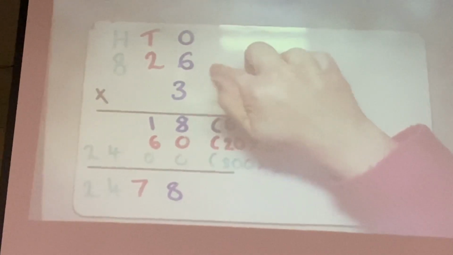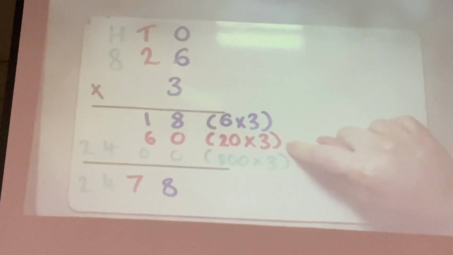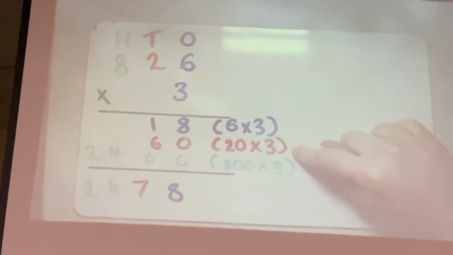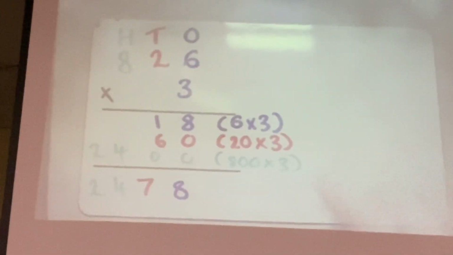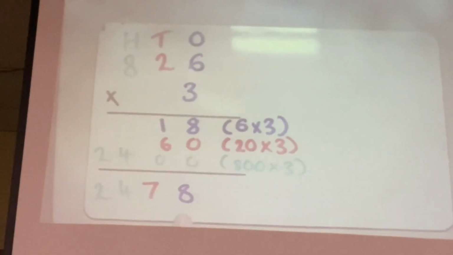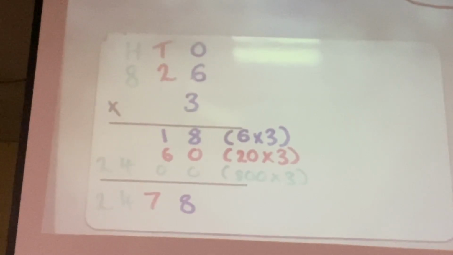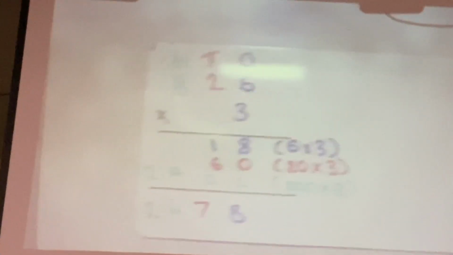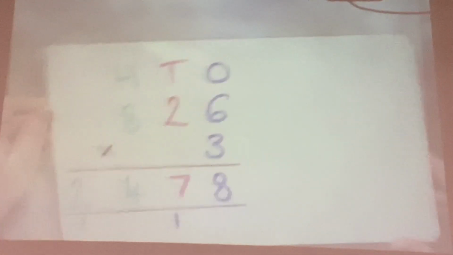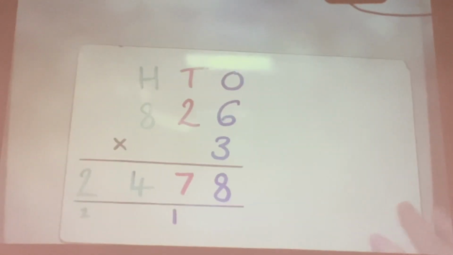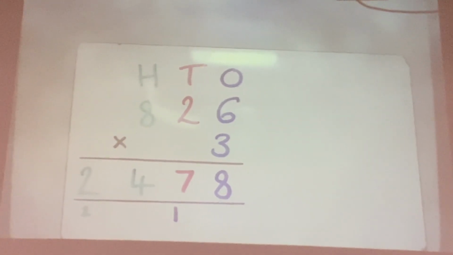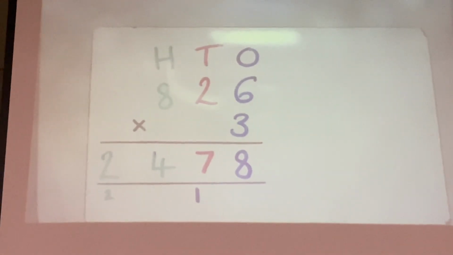So 3 times 6 is 18. 3 times 20, and we do encourage them to write down the calculation as well, just so they know what it is that they're doing, is 60, and 3 times 800 is 2,400, and then they're all hopefully nicely lined up in their columns for them to add up, which really is just following on from the grid method before they move on to the short multiplication method. And ideally this is where the age-related expectation is at the end of Year 4, that they are using a formal written method like this.